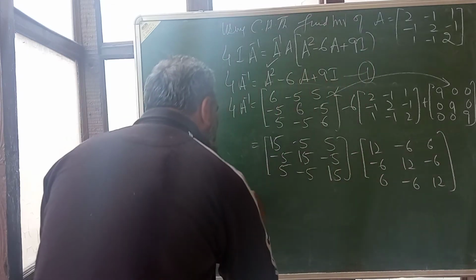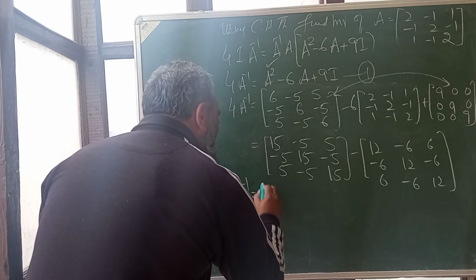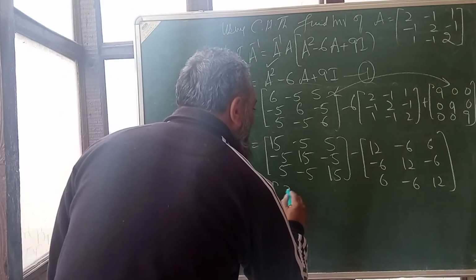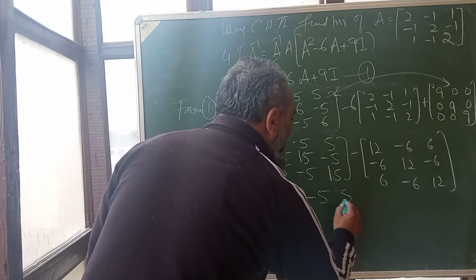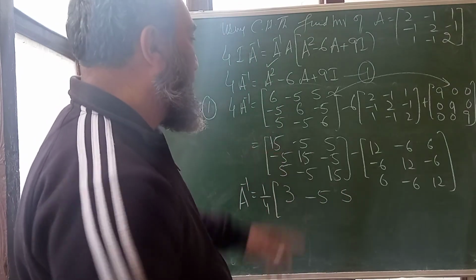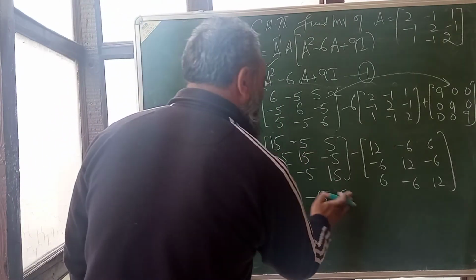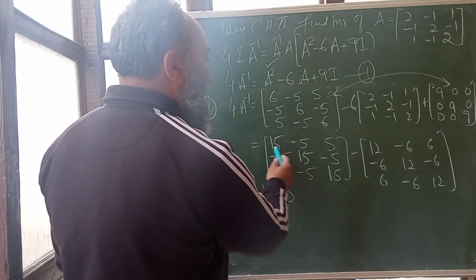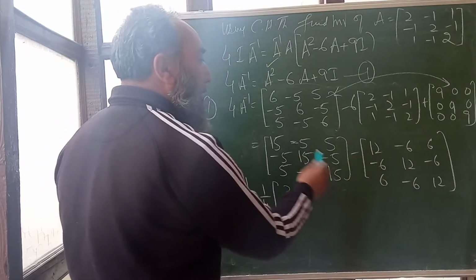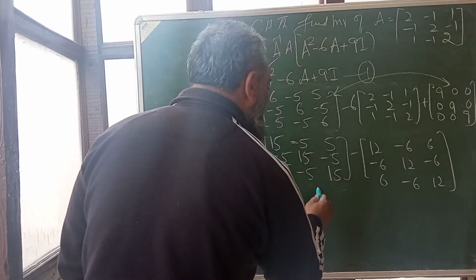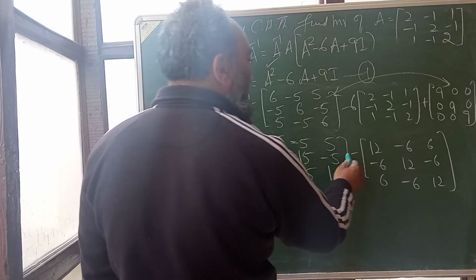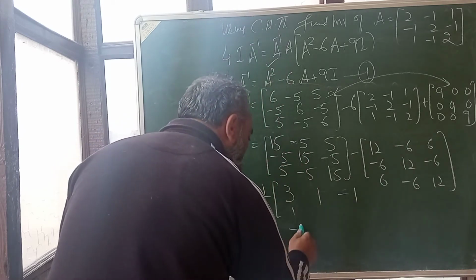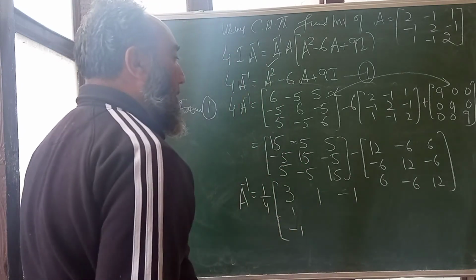So what is your A inverse? 1 by 4 times 15 minus 12, it is 3, minus 5, 3. Then 15 minus 12, minus 5 plus 6, it is 1. 5 minus 6 is minus 1. So it will be 1 and minus 1 over here because this is a symmetric matrix.